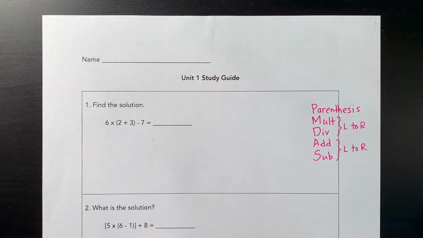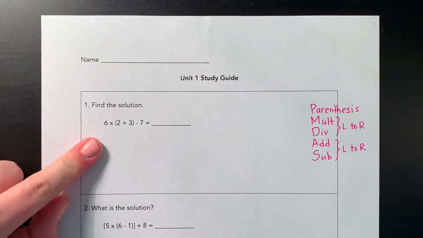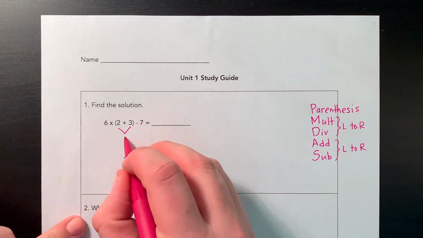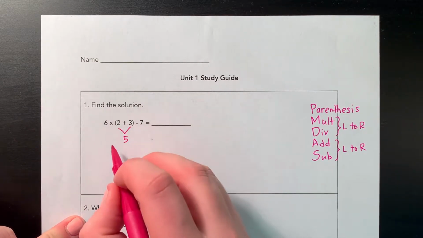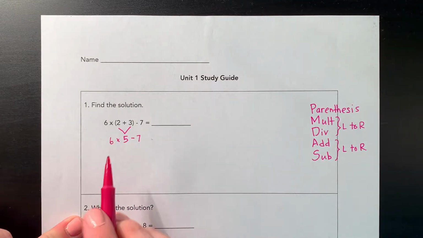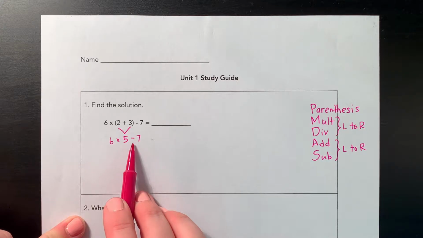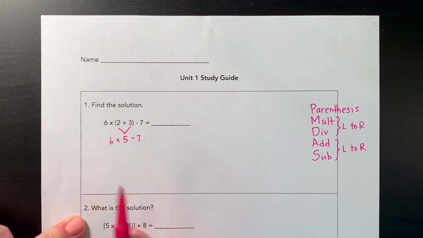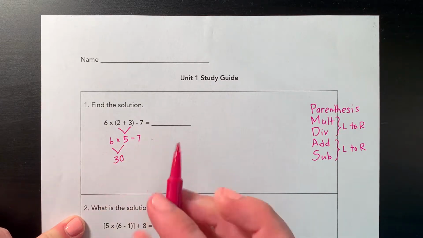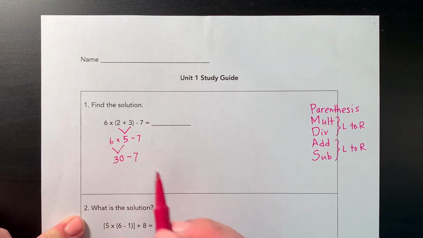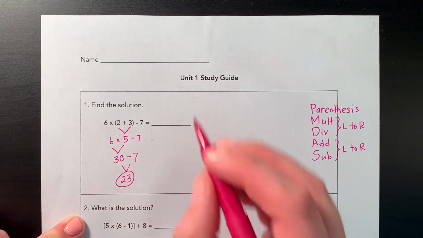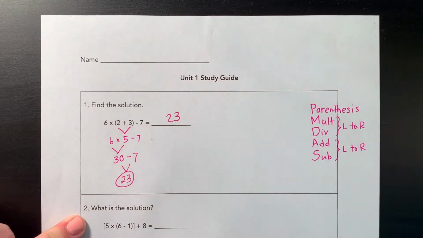So now that we have that little note written down, we know that we start with the grouping symbols here. 2 plus 3 is 5, and then I'm going to bring down the rest of my problem. And now I have multiplication and I have subtraction, so I know that I have to do the multiplication next. And 6 times 5 is 30. I'm going to bring down the minus 7, and 30 minus 7 is 23. So my answer is 23.